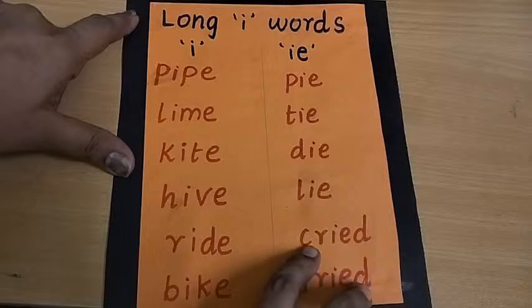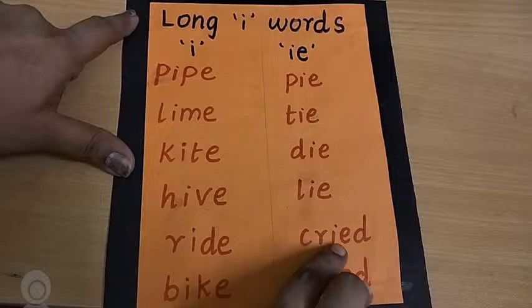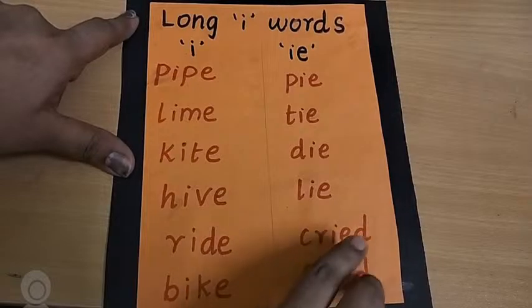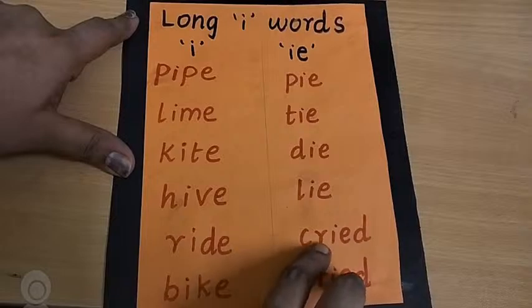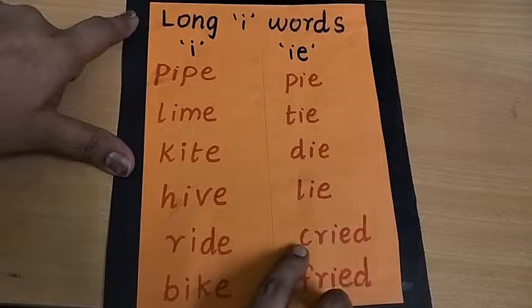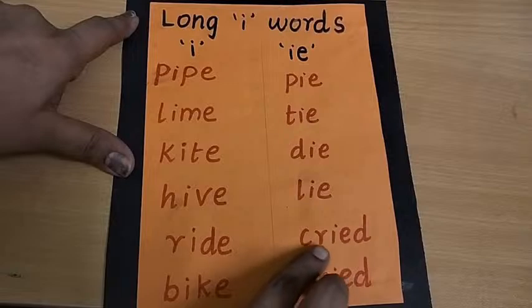What is the sound of C? K. Sound of R? R. So the same I, E. You have to take the sound of the first vowel I. Next, at last, D. K, R, I, D. Cried. K, R, I, D. Cried.